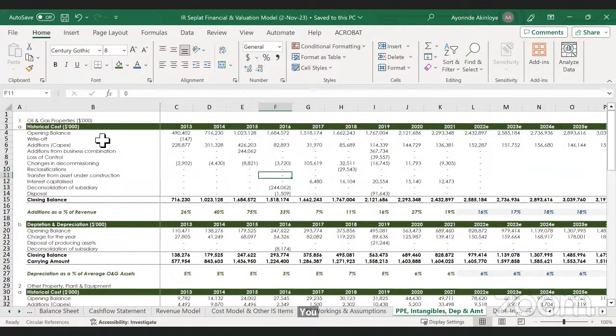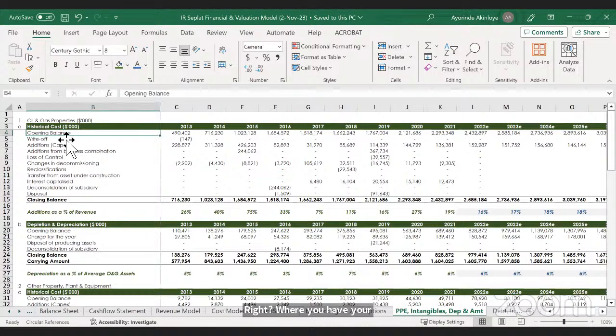PPE. So what I always advise is to prepare a schedule like this, right? Where you always get this from the notes to the accounts. So when you go to the balance sheet... I'm not able to see. I should be able to take this up now. Okay, I think that works. Yeah. Can you see the financial statement I'm sharing, right?